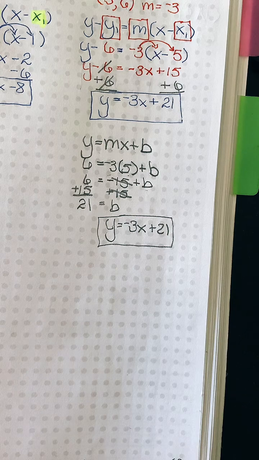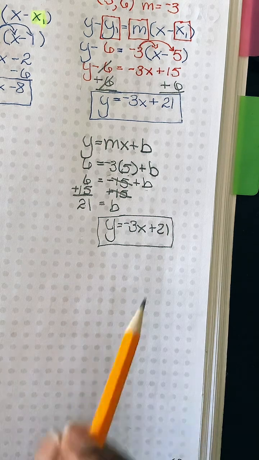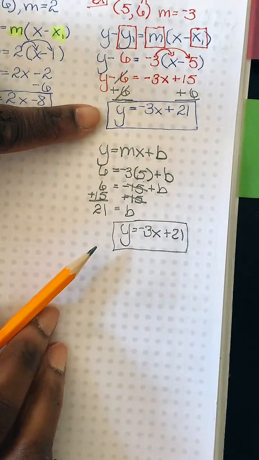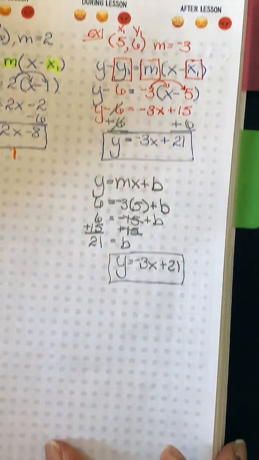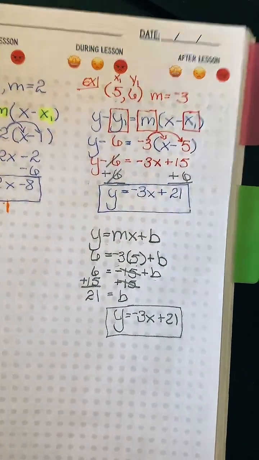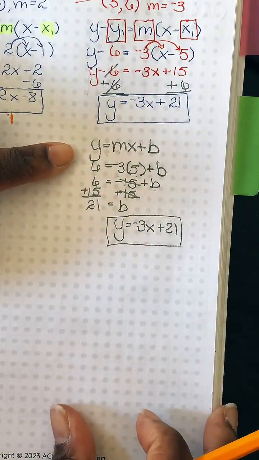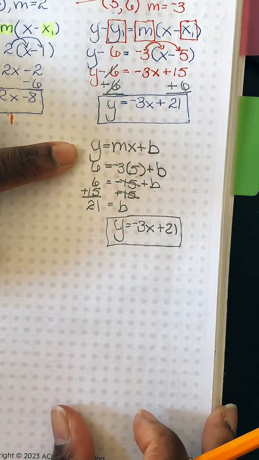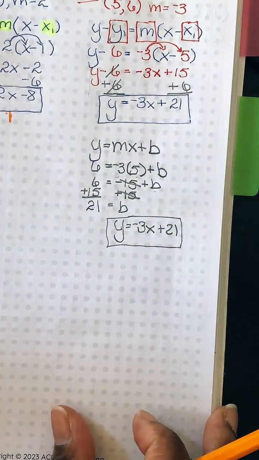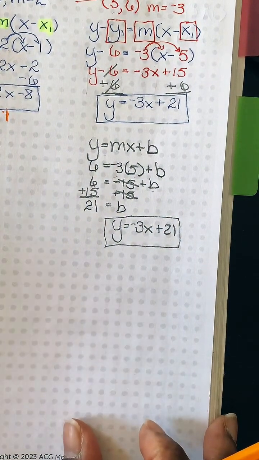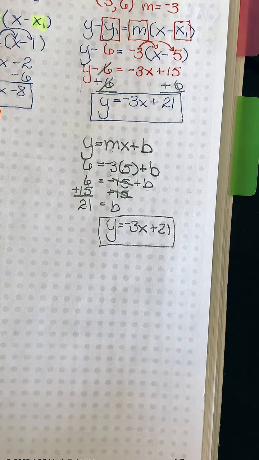So, anywho, that's basically it. When you look at it, if you can't remember the point slope form, you also have the regular slope-intercept form if they give you a point and a slope. All right?